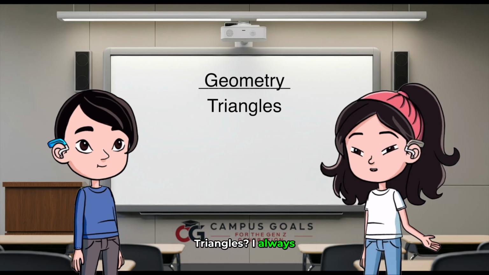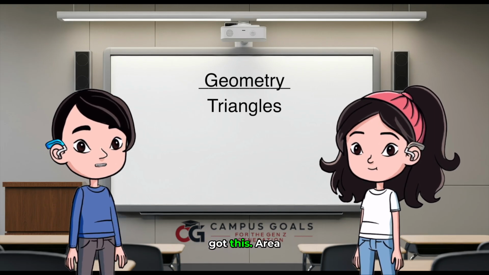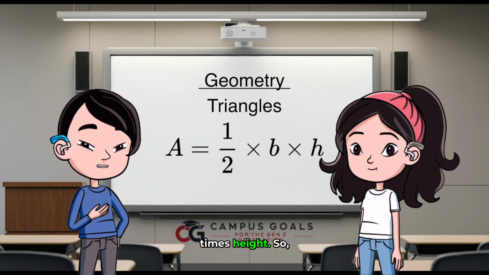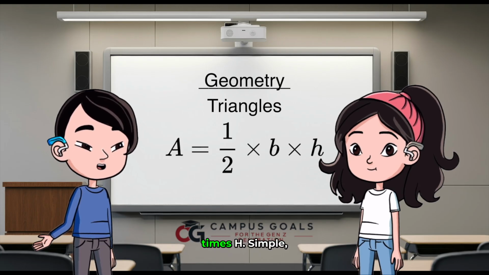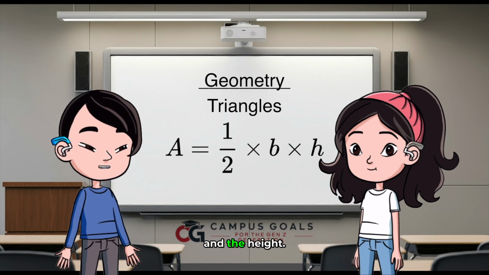Triangles? I always get tripped up with triangles. Well, triangles can be tricky, but we've got this. Area of a triangle: 1/2 base times height. So, A equals 1/2 times b times h. Simple, right? You just need the base and the height.